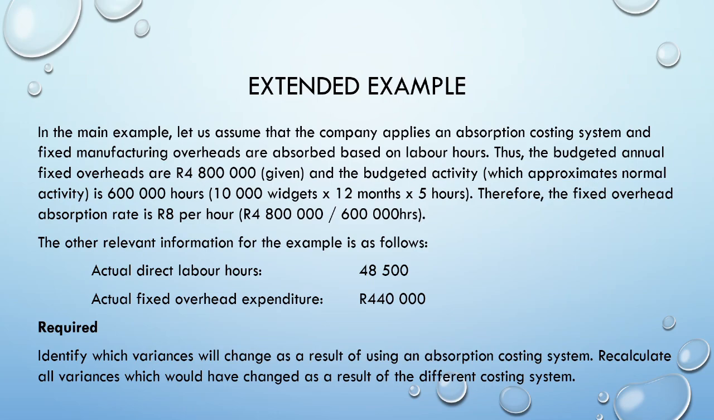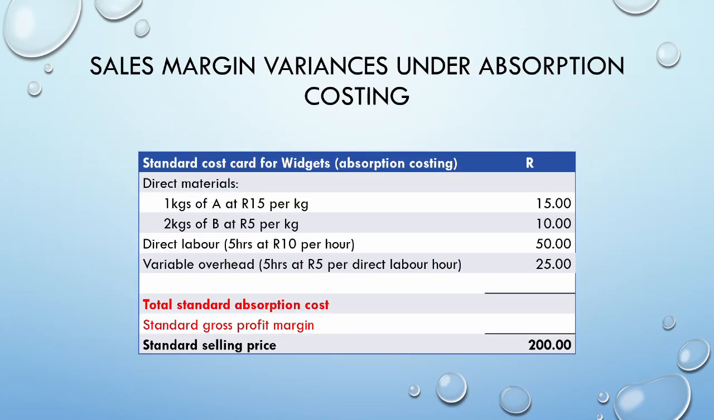So let's quickly work through an example. We will use the same example that we saw in our previous video on the fixed overhead variances. Remember, in this example, the fixed overhead absorption rate was provided to us as 8 Rand per labor hour. This means we can revise the standard cost card for an absorption costing system. Notice the changes in terminology. We no longer refer to a standard contribution margin, but we now have a standard gross profit margin. I've highlighted the changed terminology in red.